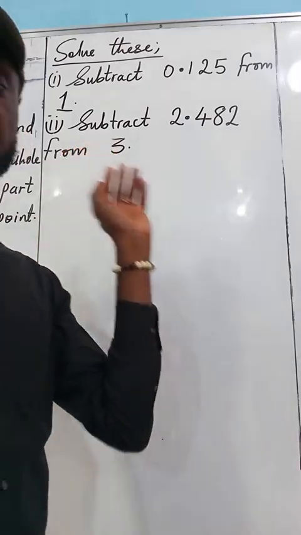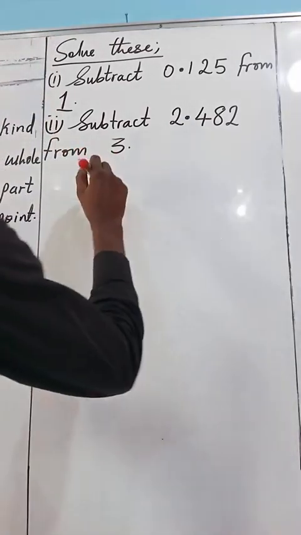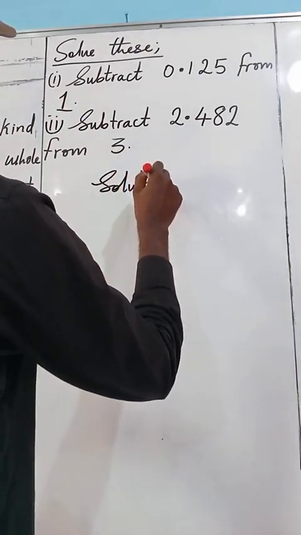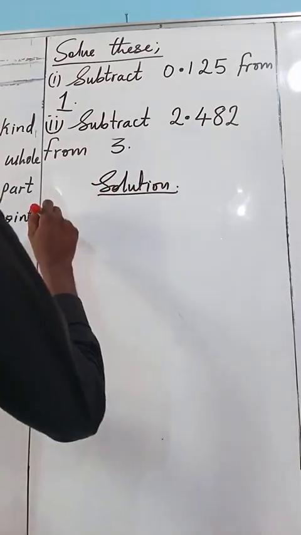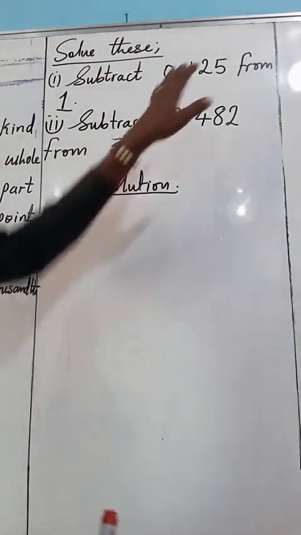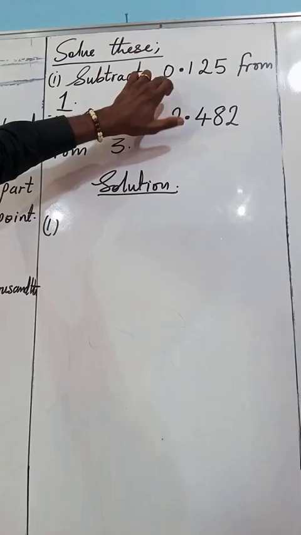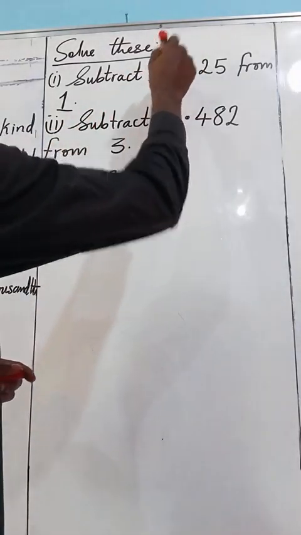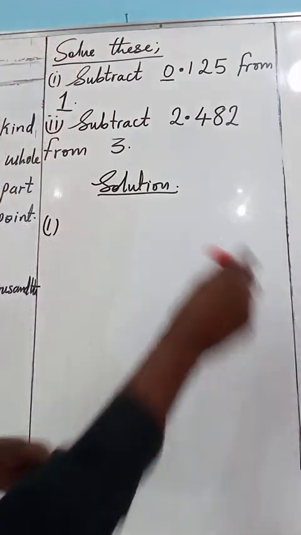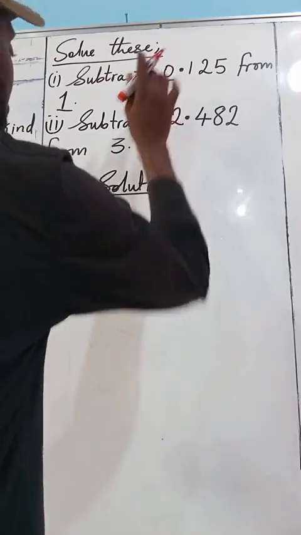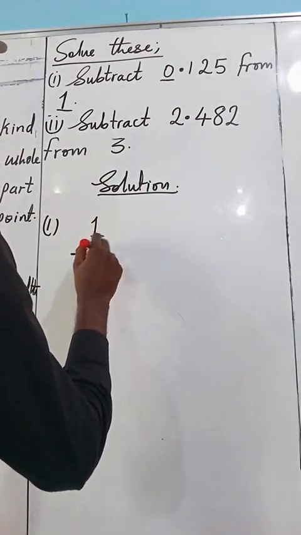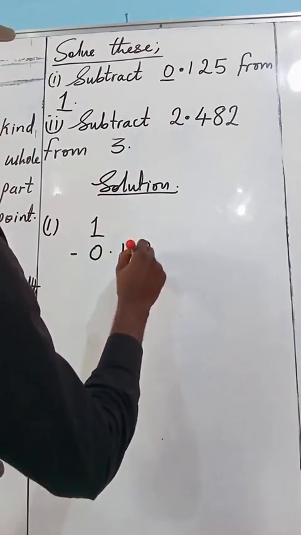Now, let's solve for number 1. Remember that what we are considering here is the whole number. The whole number here is 0, not 1. Therefore, 1 is bigger than this number. We have 1 minus 0.125.